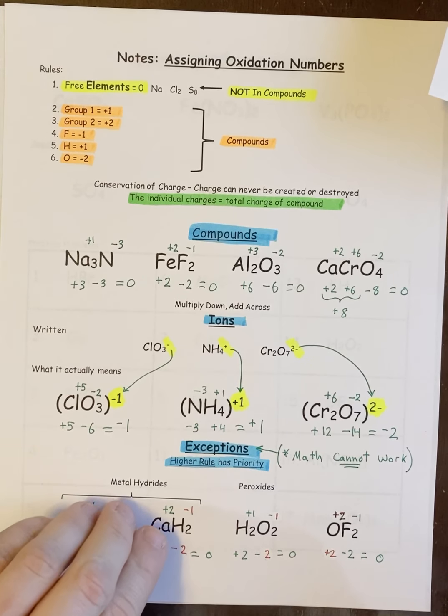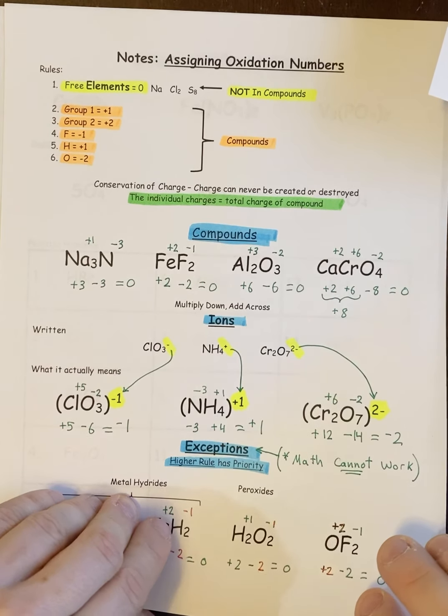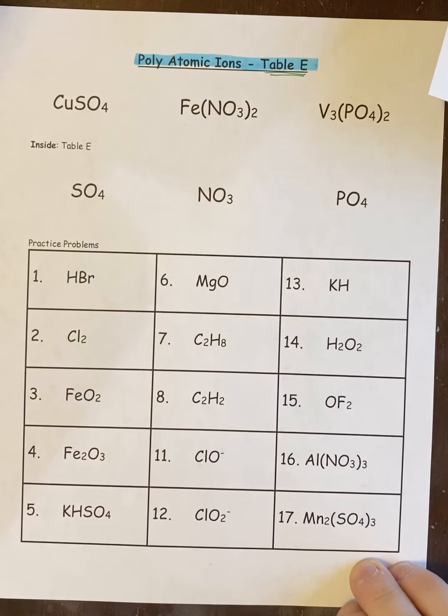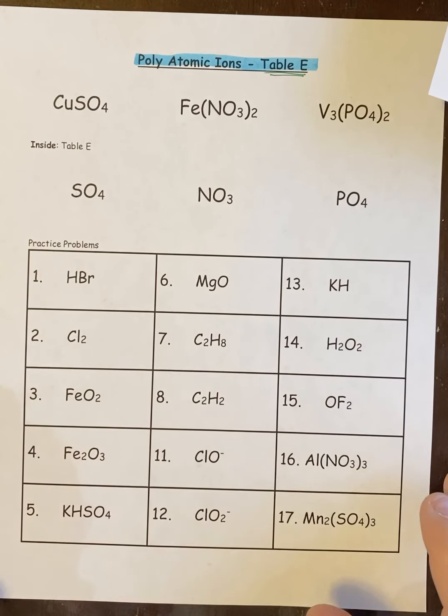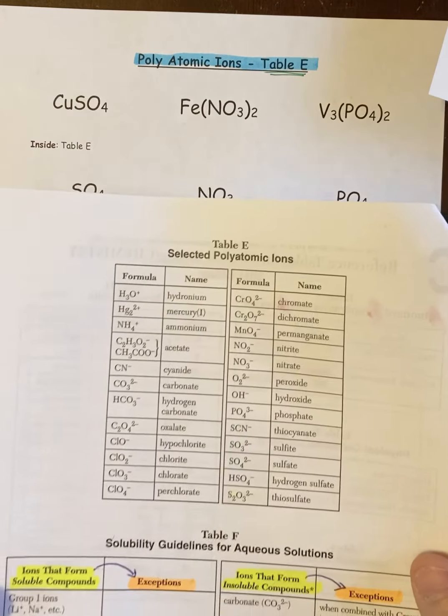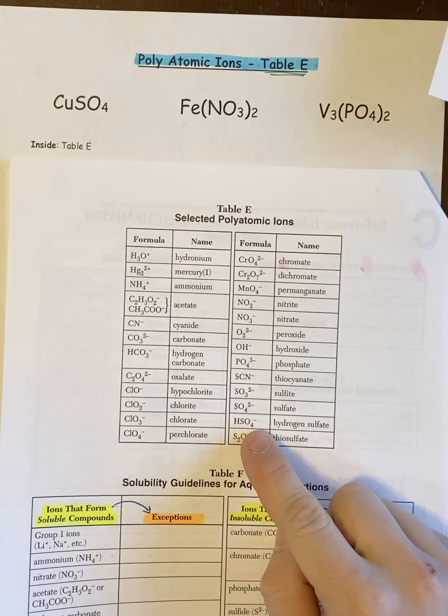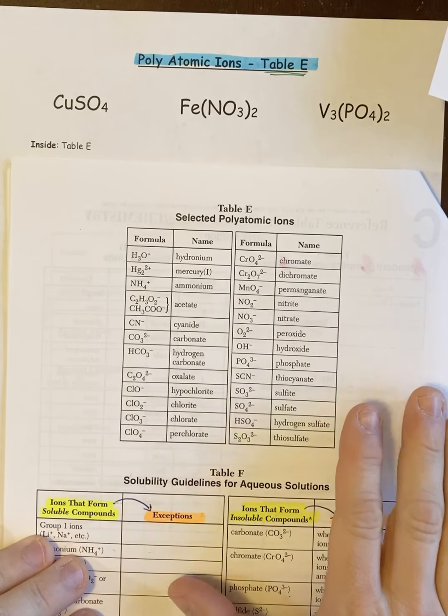The last thing we are going to do is how to do polyatomic ions. So now, polyatomic ions are found on table E. And basically, they have charge. And so what you're going to do is you can go to table E and look them up. So here's the polyatomic ion table. The charges are written there, so that makes life easy.